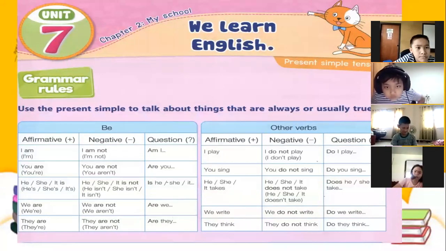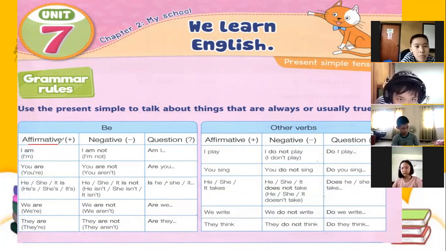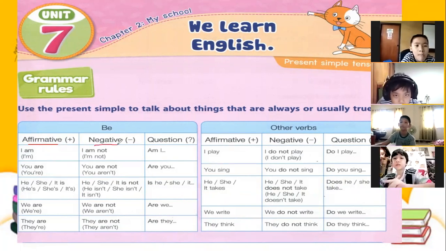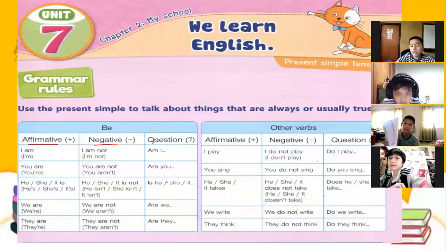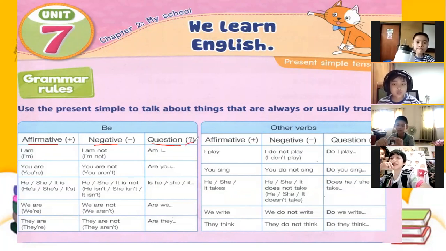Then for each, we have affirmative sentences, negative sentences, and question sentences. Okay, so affirmative sentences indicate the positive sense. And negative sentences are what we use when talking about something in the negative sense. And questions are used when you are asking about something, when you would like to know about something. So those are question sentences, and in the end, we are going to use a question mark for that as well.